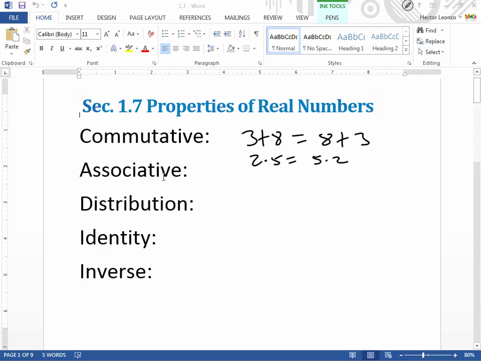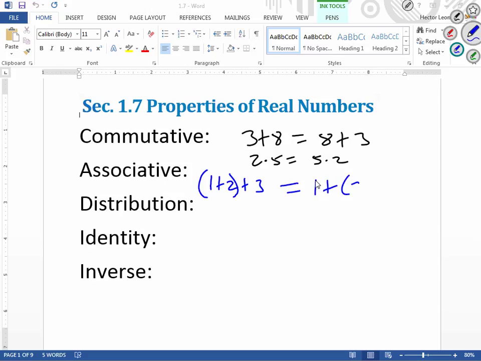Associative, you guys have heard the phrase guilty by association. Associative means grouping. For this one, let me do three numbers. I'm going to have 1 plus 2 plus 3, but I'm going to group up the 1 and the 2. And I'm going to say that is going to be equal to 1 plus 2 plus 3, but grouping the 2 and the 3. Notice how the order of my numbers is the exact same thing. 1, 2, 3.